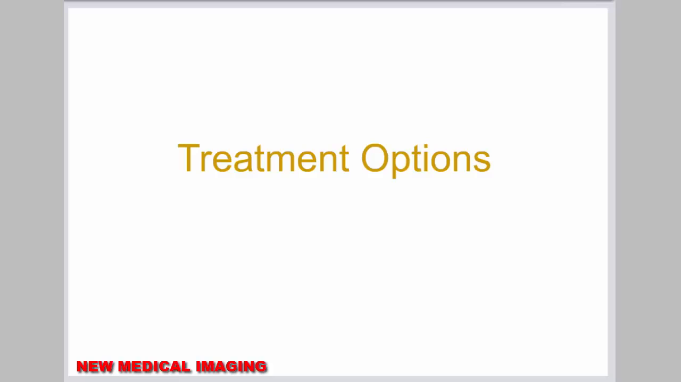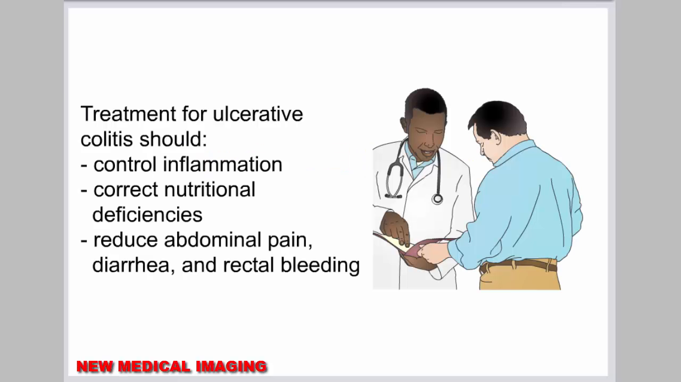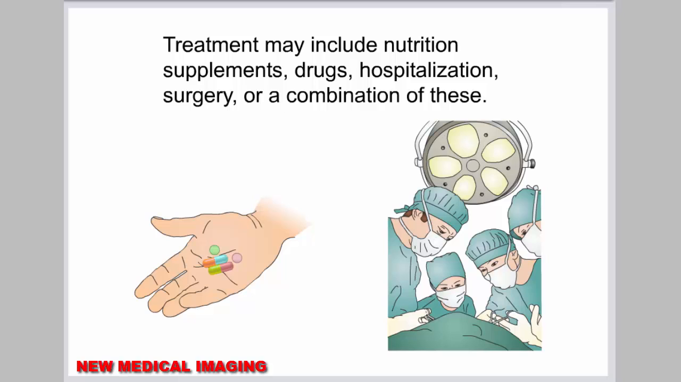Treatment options. Treatment for ulcerative colitis should control inflammation, correct nutritional deficiencies, and reduce abdominal pain, diarrhea, and rectal bleeding. Treatment may include nutrition supplements, drugs, hospitalization, surgery, or a combination of these.